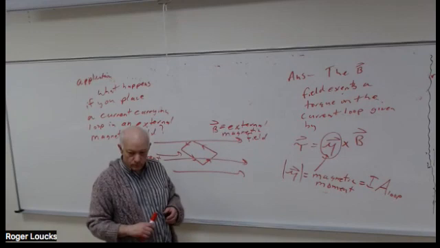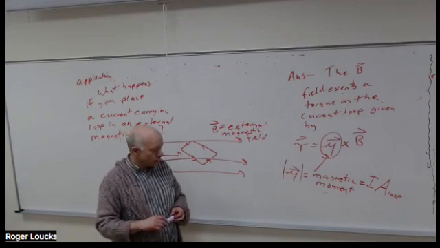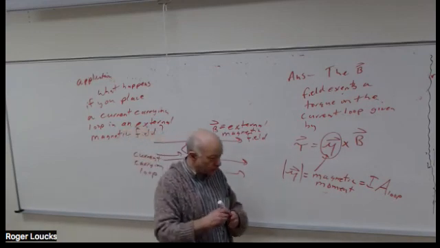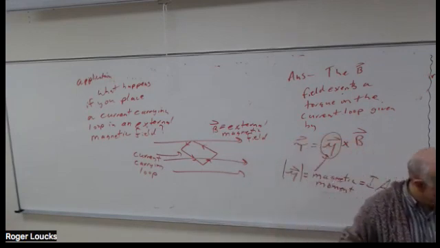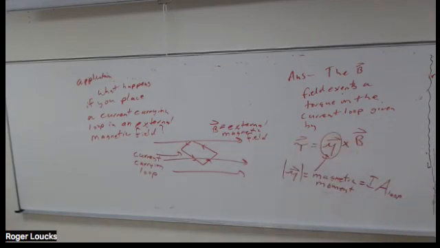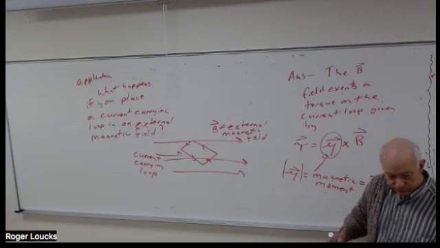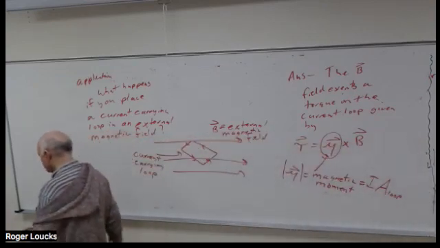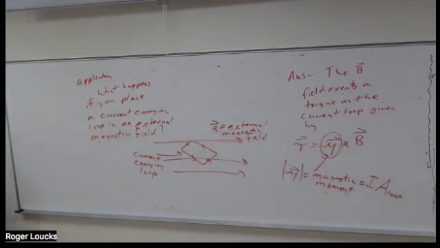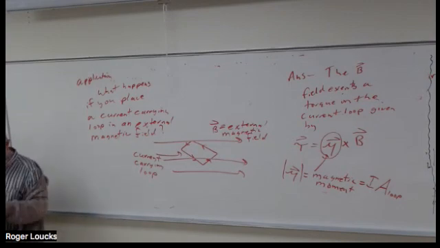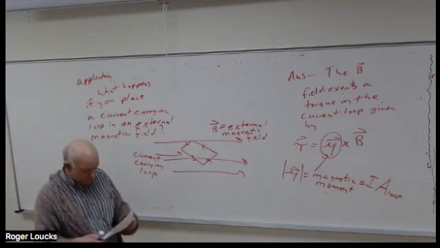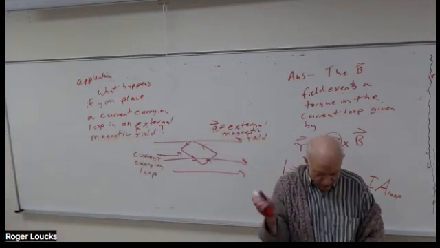Okay. And it's normal. Now there's a right-hand rule for that. And how does the right-hand rule go? So if we actually do, yeah, that's what it says. Okay, so let's say we have a current loop like this.